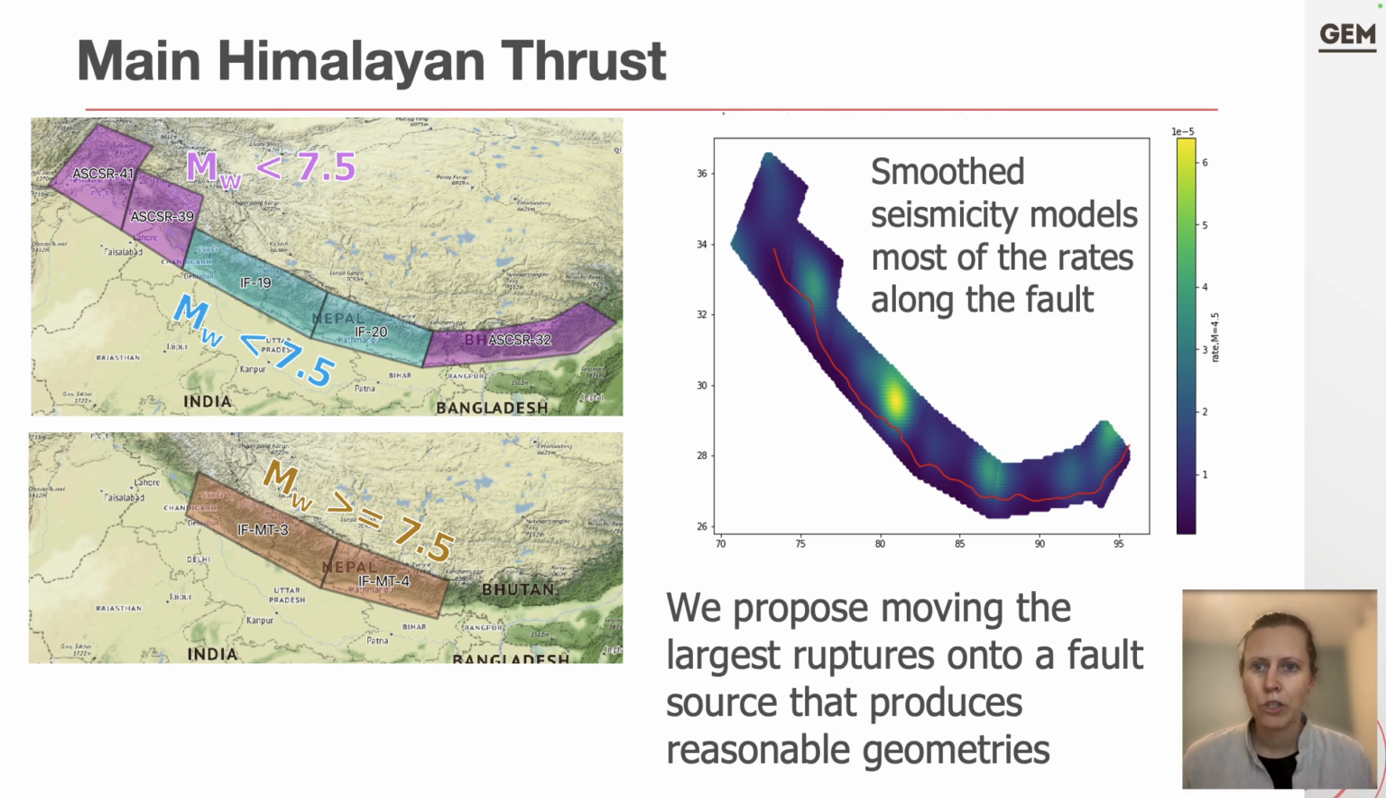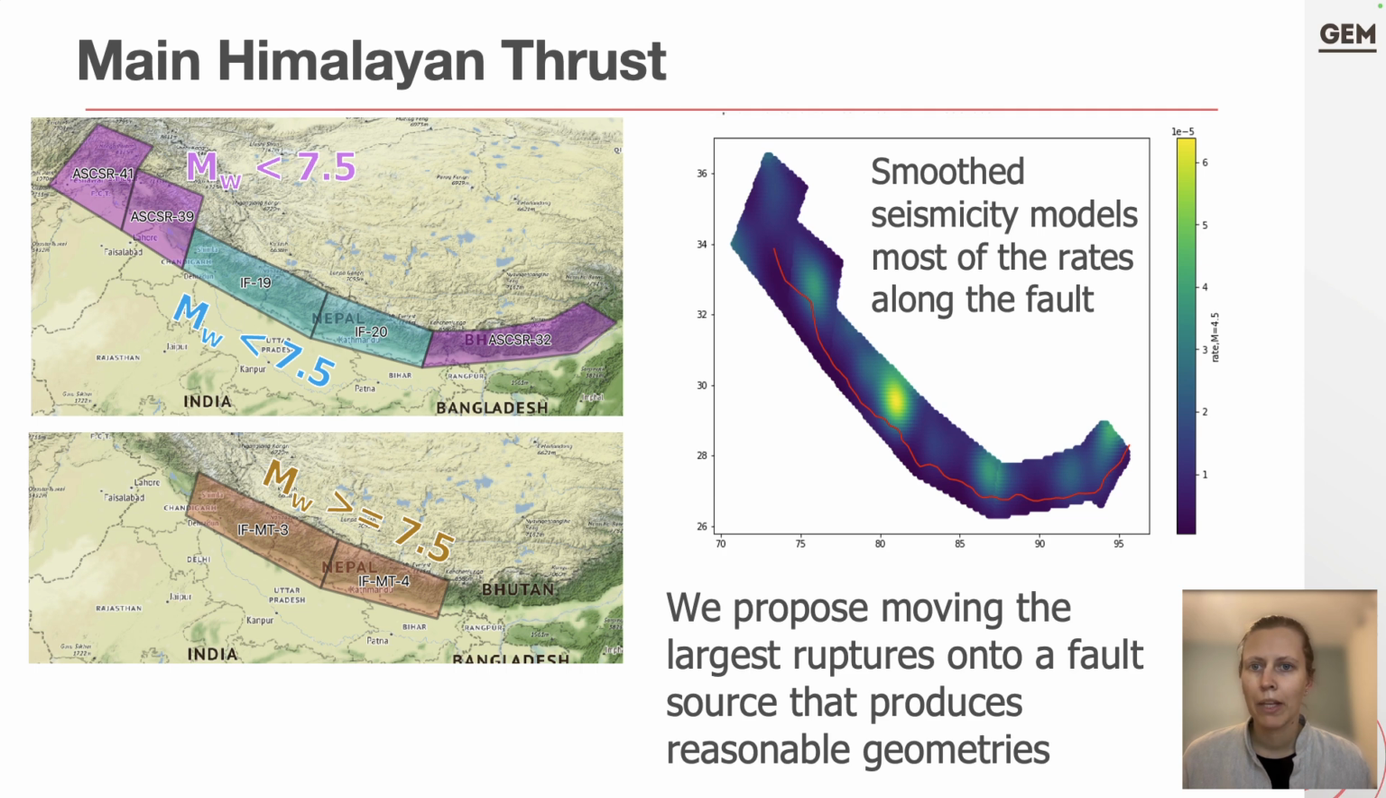So we took a look at which sources were actually producing these ruptures, and we found that the ruptures that are magnitudes larger than 7.5 are produced predominantly by these two area sources, distributed seismicity sources in the center of the main Himalayan thrust. The ones that are shown in brown on the bottom image here. However, there are a number of different sources also modeling the smaller earthquakes on the main Himalayan thrust.